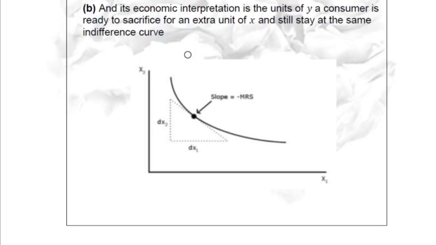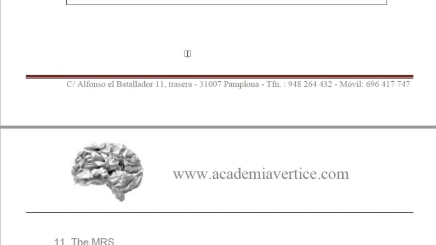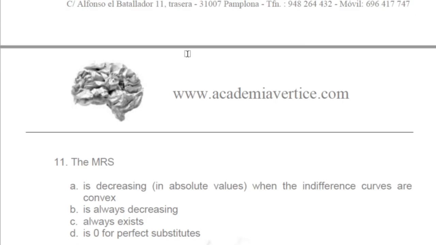Well, now number 11, also regarding the MRS. This is not as easy as the previous one, but it also should be easy. The MRS is decreasing in absolute values when the indifference curves are convex. Yes, that's true. This is a very important property of the MRS.